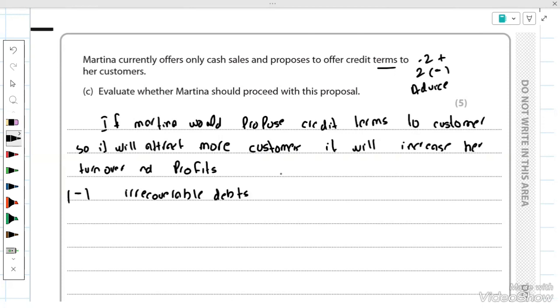Because if she offers credit terms to her customers, of course maybe her customers in future will not pay their debts, and maybe they will go bankrupt. So that is why irrecoverable debts, exceptionals, are also there, which will decrease profits.